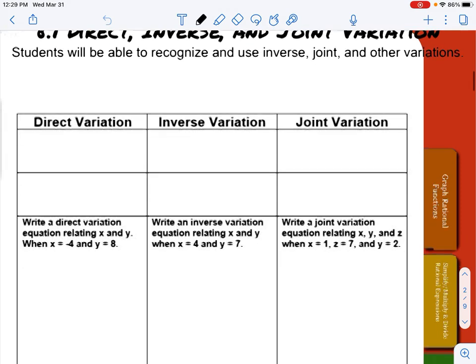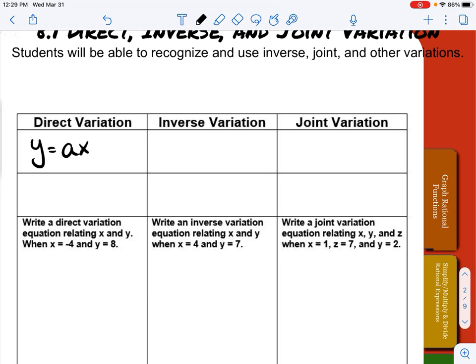So direct variation is where we will start. This is when y equals a times x. Basically, if you write it in words, it says y varies directly with x.